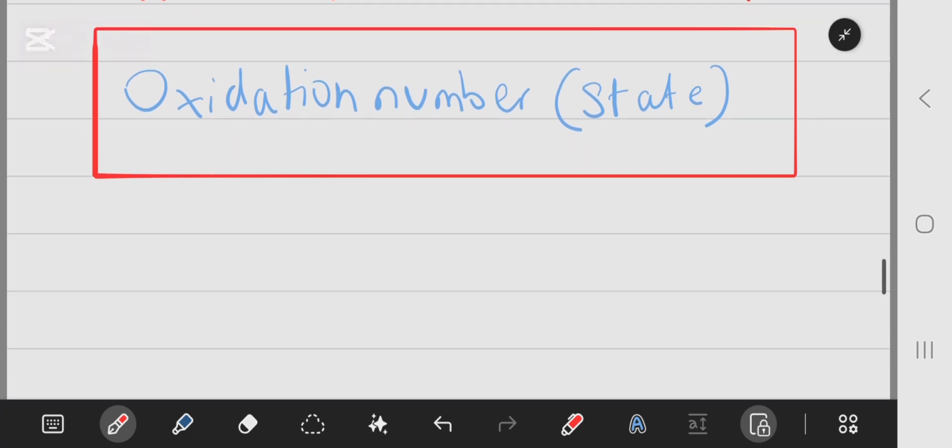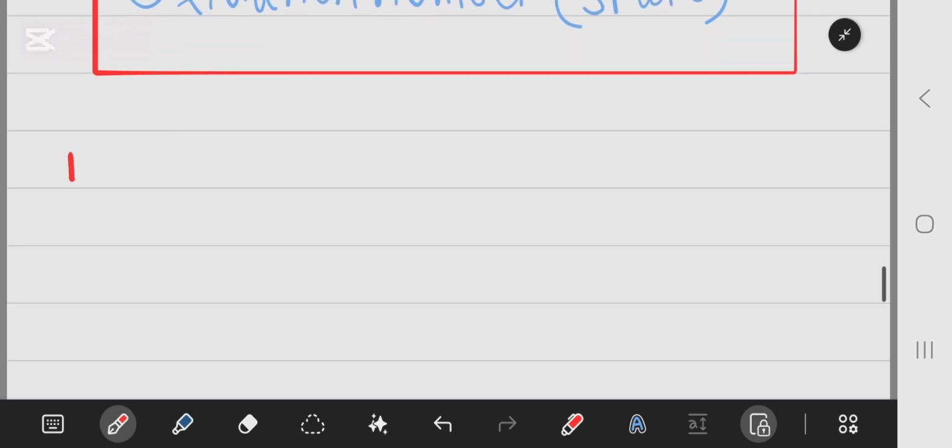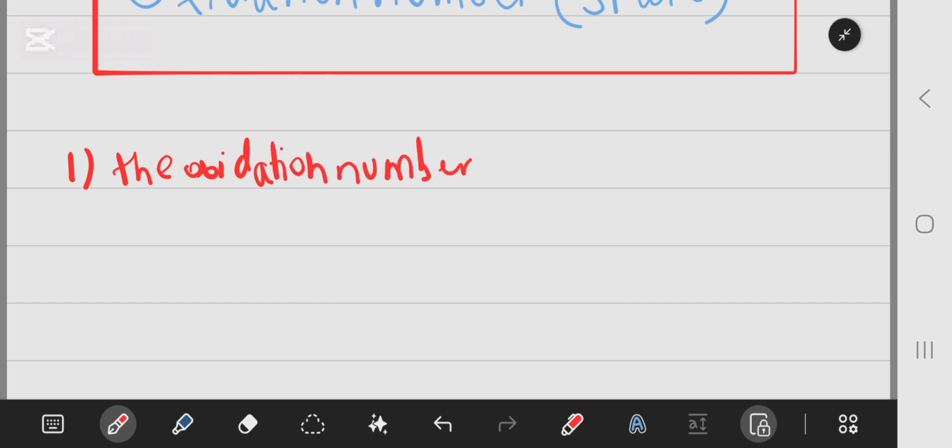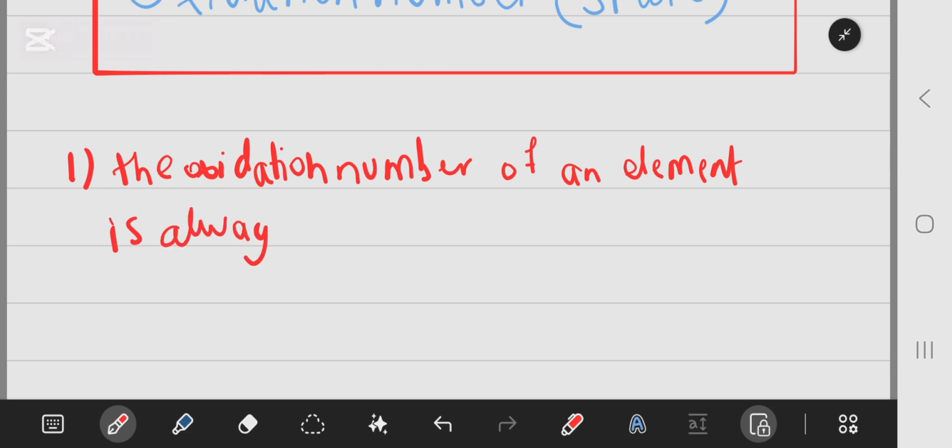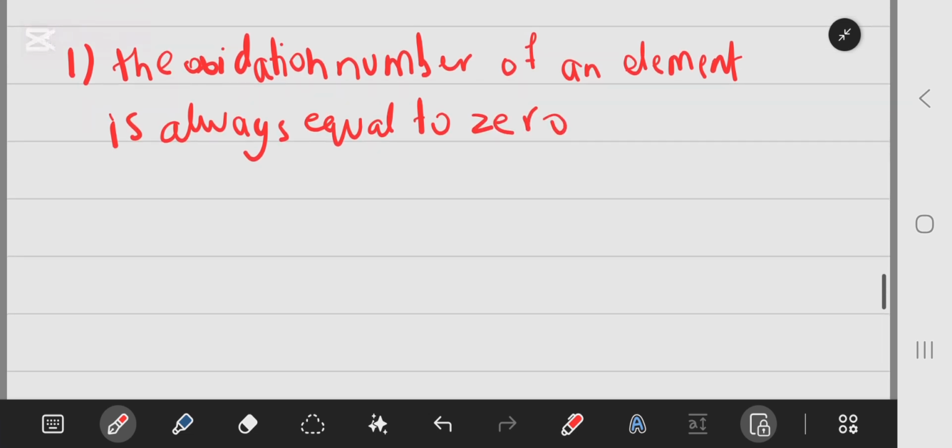Okay, so the first point is that the oxidation number of an element is always equal to 0. What does this mean? This means that whenever you see an element in an equation, you just assign it a value of 0.